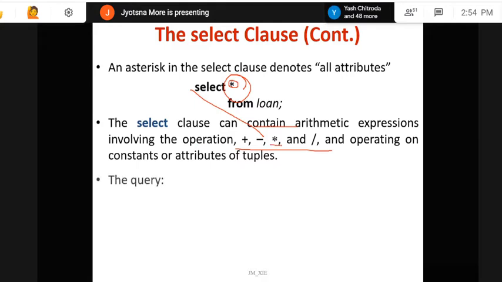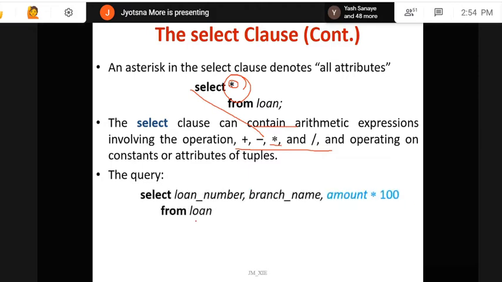Okay, you can also write the query like this. For example, select loan number, branch name, and I want the amount to be multiplied by 100. So I am writing the amount attribute or column multiplied by 100. The value of amount will be multiplied by 100. So this is allowed in the select clause. You can perform such operations. We have already done this when giving the 10% increase, 5% and 6% increment. In the same way, you can use these operations in the select clause. Okay.